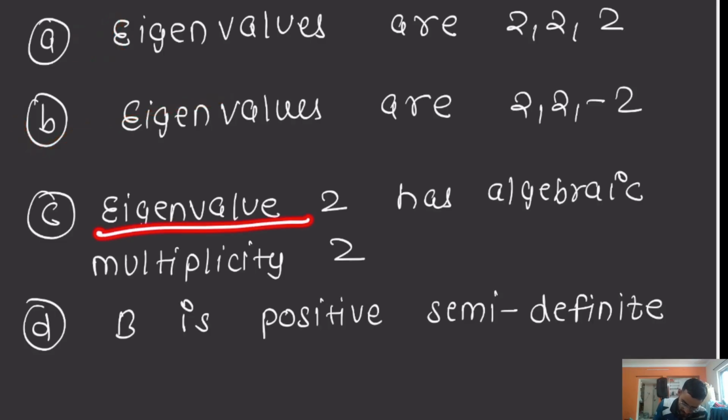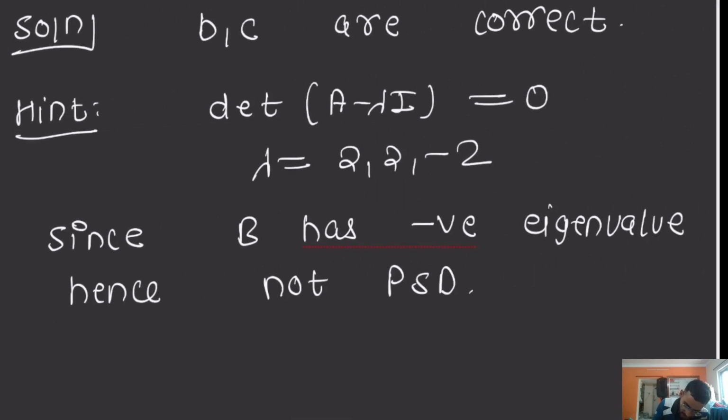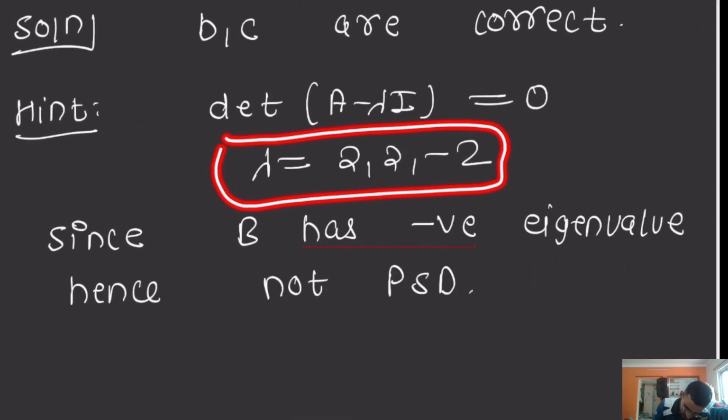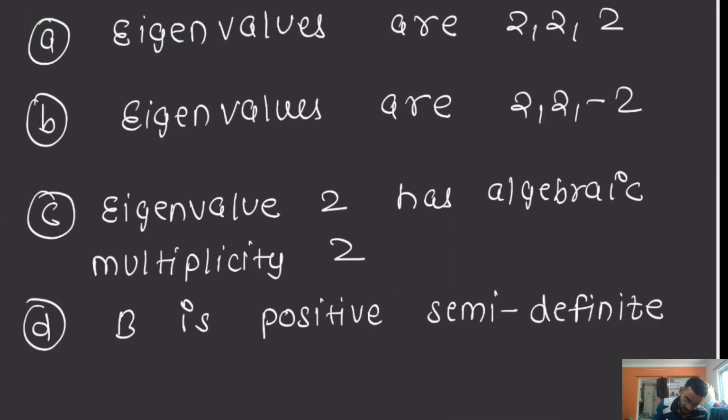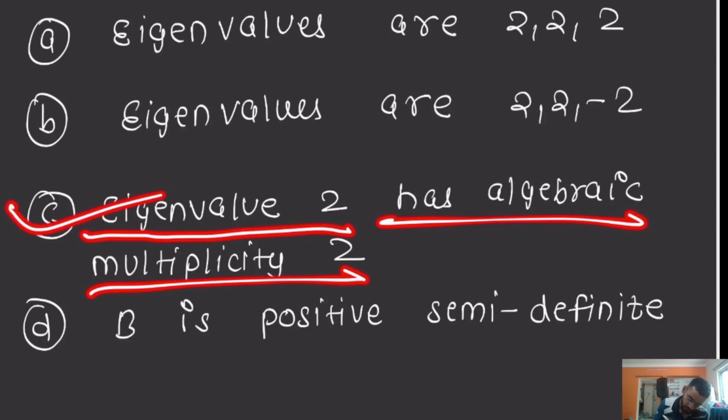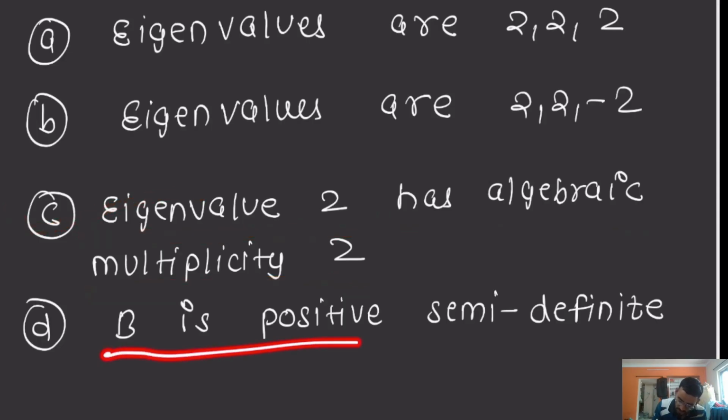Eigenvalue 2 has algebraic multiplicity of 2. Since the eigenvalues of B are these, and eigenvalue 2 is repeated twice, which means the algebraic multiplicity of 2 is 2. So eigenvalue 2 has algebraic multiplicity of 2. This is also correct. Now the last one is, B is positive semi-definite.